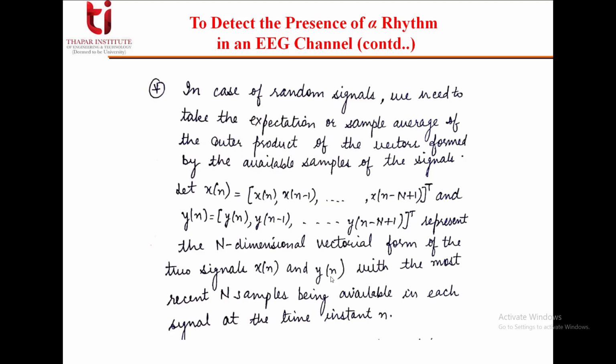Further, in case of random signals, we need to take the expectation or sample average of the outer product of the vectors formed by the available samples of the signal. So here we have considered x(n). It is a vector of x(n), x(n minus 1), up to x(n minus (N minus 1)), that is N samples. Similarly for y(n). So these represent the N-dimensional vectorial form of the two signals x(n) and y(n) with the most recent N samples being available in each signal at the time instant, let's suppose small n.